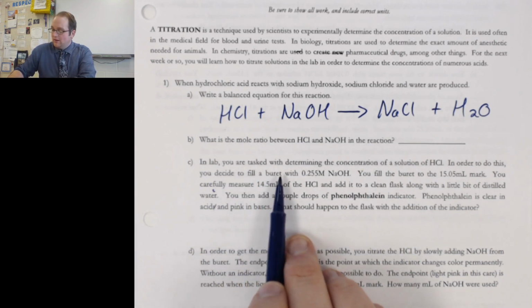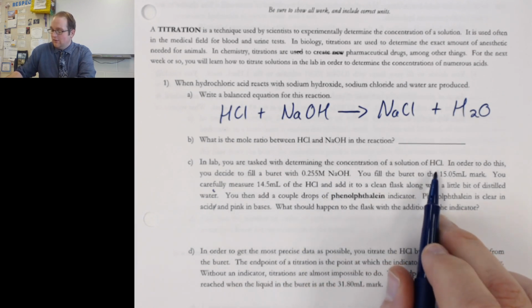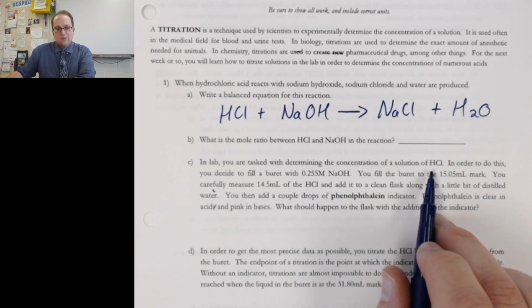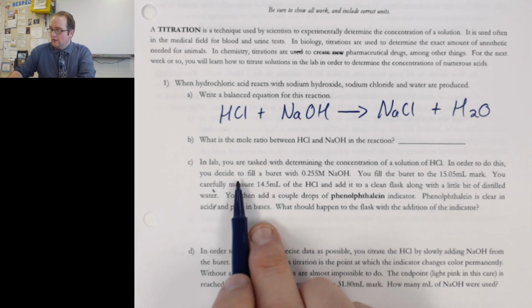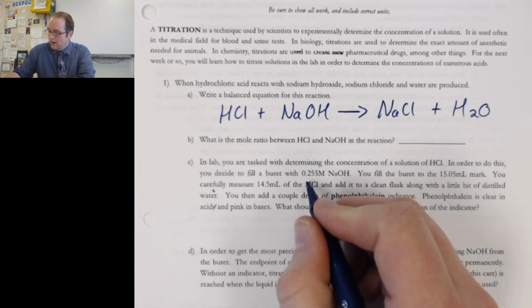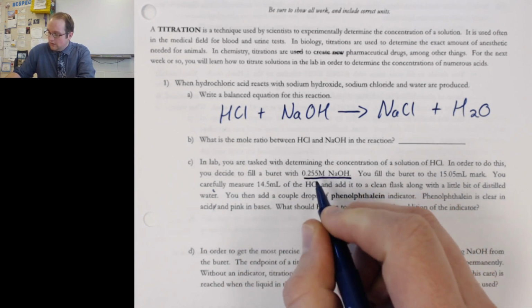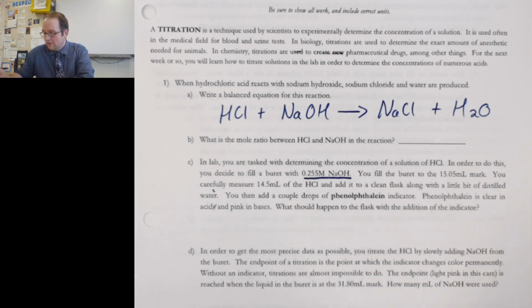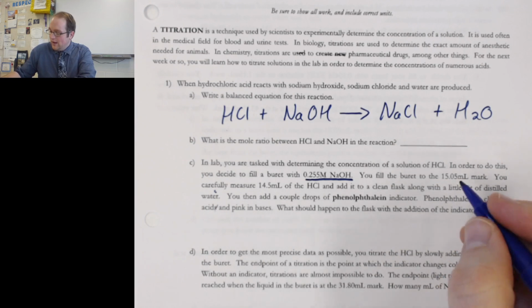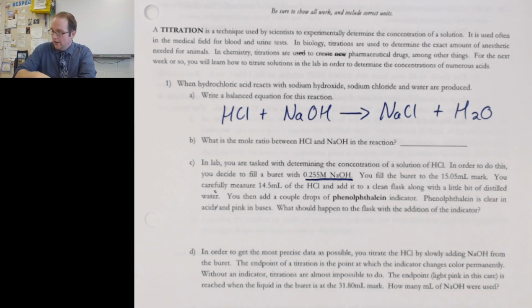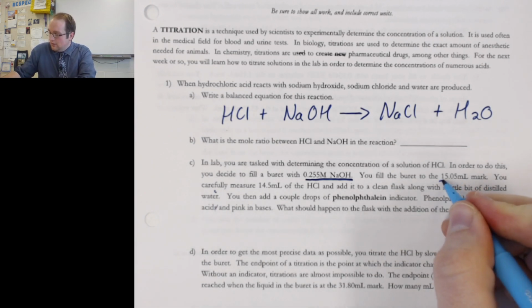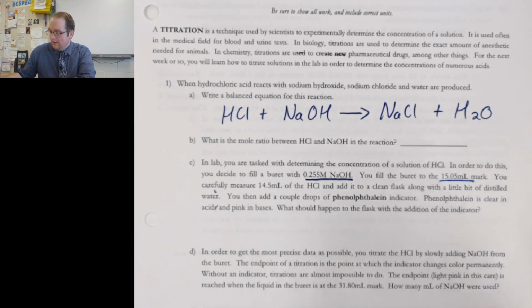In a lab, you are tasked with determining the concentration of HCl. Oh, that sounds like day 2 of our lab. You are deciding to fill your burette with a molarity of 0.255 molar NaOH. That sounds important. I'm going to go ahead and underline it. And we filled that burette up to the mark of, let's use some fun blue here, 15.5 milliliters.